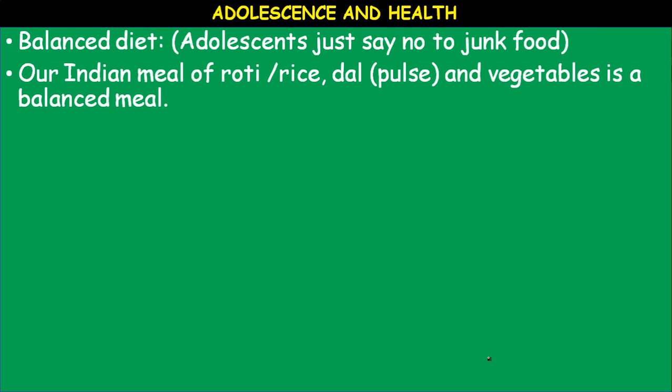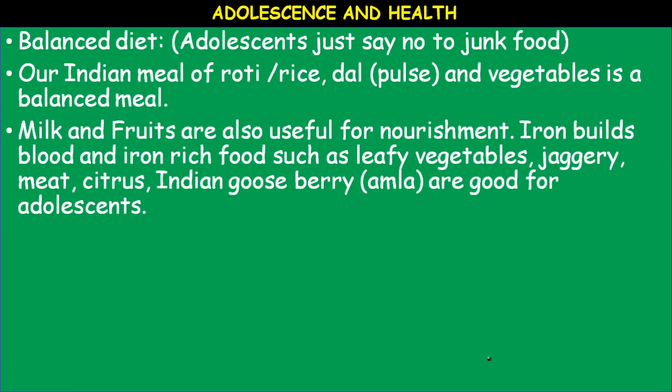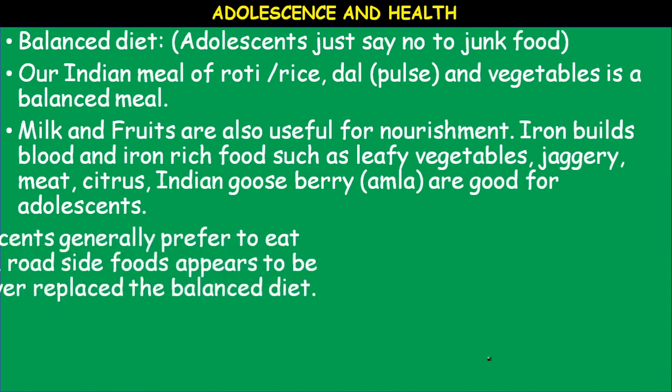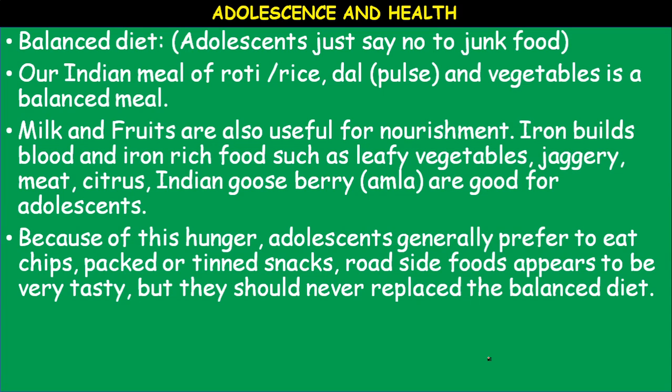Our Indian meal, for example, if you take roti, rice, dal, that is the pulse, and vegetables, it is a balanced diet. Milk and fruits are also useful for nourishment. Iron builds blood, and iron-rich food such as leafy vegetables, jaggery, meat, citrus, Indian gooseberry amla are good for adolescents. Because of hunger, adolescents generally prefer to eat chips, packed or tinned snacks, roadside foods like pani puri.